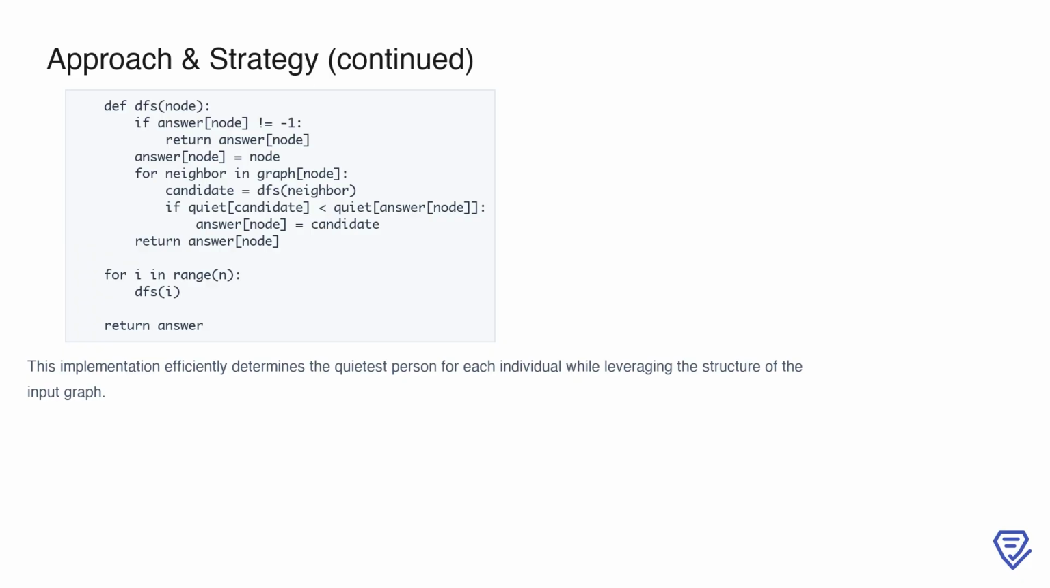Otherwise, we initialize the quietest person as the node itself and recursively explore its neighbors. For each neighbor, we compare the quiet value of the candidate with the current quietest person and update accordingly. Finally, we iterate through all individuals and perform DFS to populate the answer array. This implementation efficiently handles the problem by leveraging the graph structure and memoization, ensuring that each person's quietest richer counterpart is calculated accurately and in optimal time.